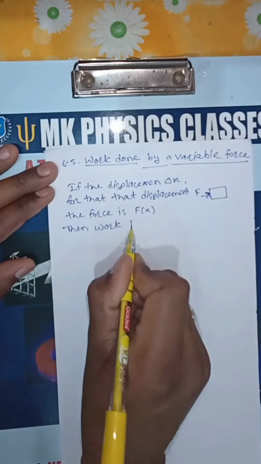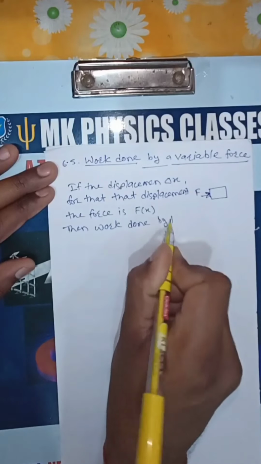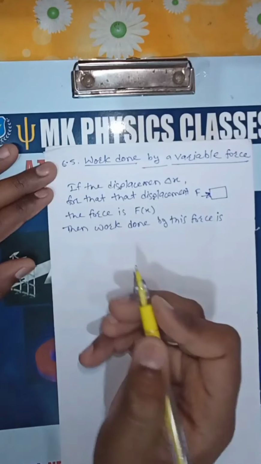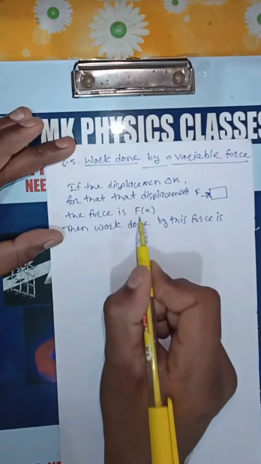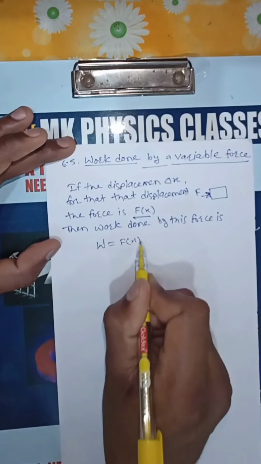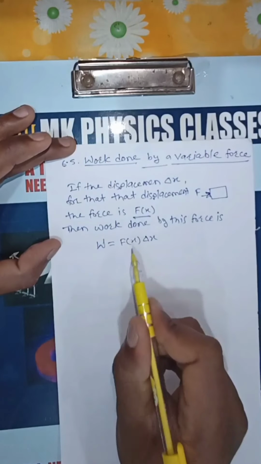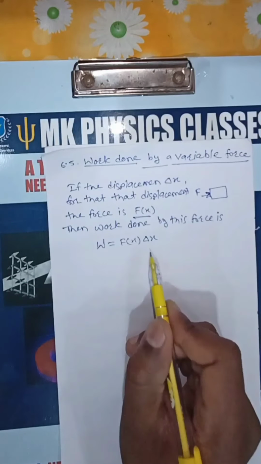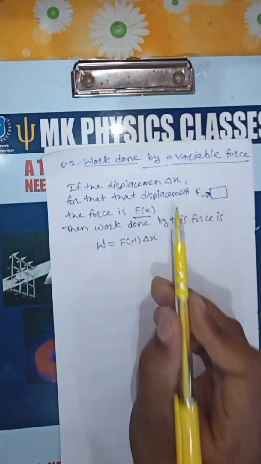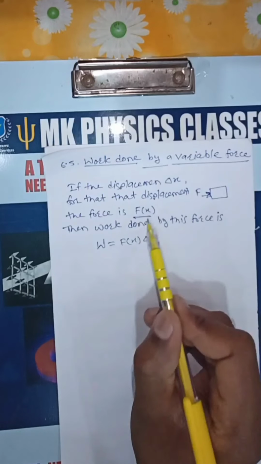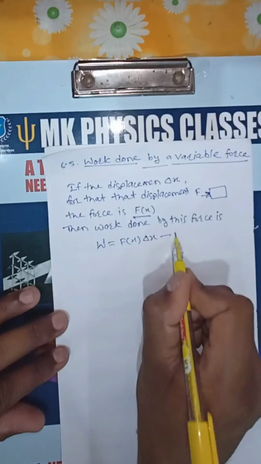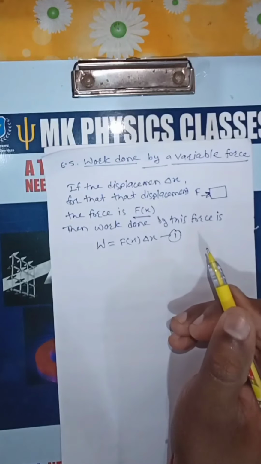Then the work done by this force Fx is equal to Fx into delta x. You know that work done is nothing but force into displacement. In that case, the body is displaced by delta x by applying a force Fx. Then work done W is equal to Fx into delta x. Now this is equation 1.